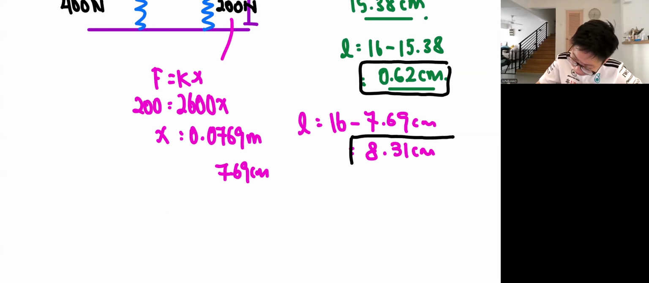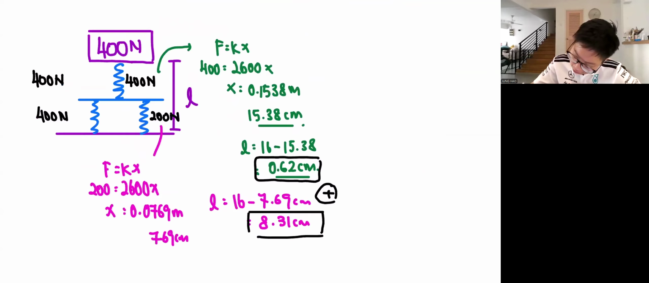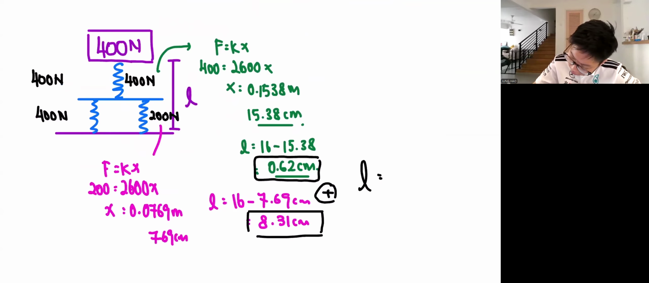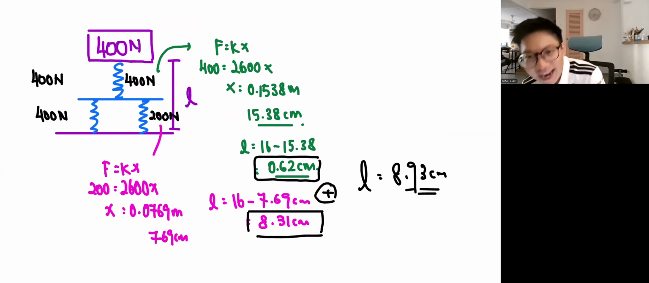So the total length is going to be these two added together. So finally, the total L is going to be equal to 8.93. Three decimal places, usually we take three decimal places.